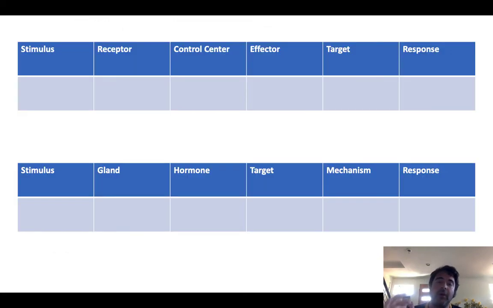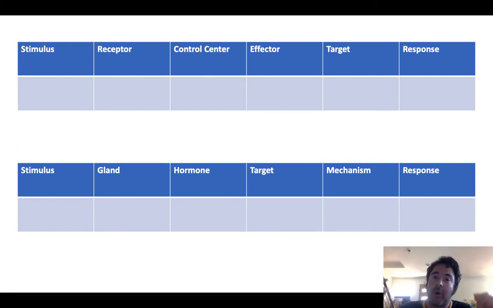So when you think about filling out your table, what is the stimulus for the activation of the parathyroid glands? Low blood calcium. The receptor is the chief cells in the parathyroid gland. The control center is the chief cells in the parathyroid gland. The effector is parathyroid hormone. Parathyroid hormone has three primary targets: osteoclasts, activating osteoclasts.